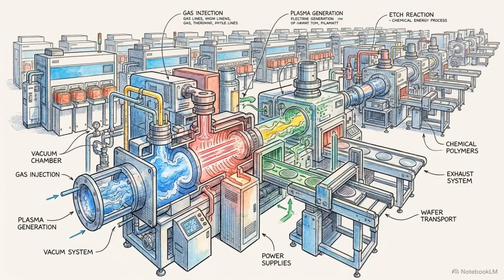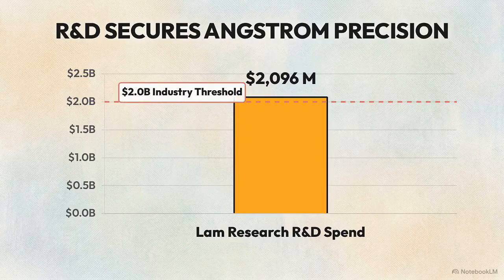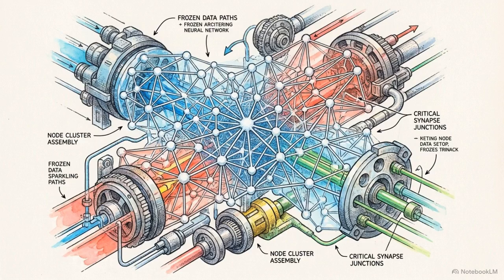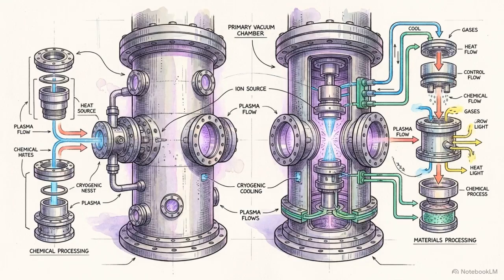The capital barrier to entry reinforces this moat. LAM Research spends over $2 billion annually on research and development simply to maintain their angstrom-level precision. The software capabilities of artificial intelligence scale exponentially, but that software is entirely tethered to physical hardware that only exists because two equipment manufacturers mastered the physics of carving silicon in a vacuum.